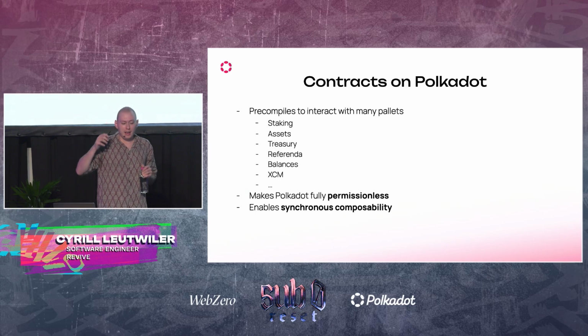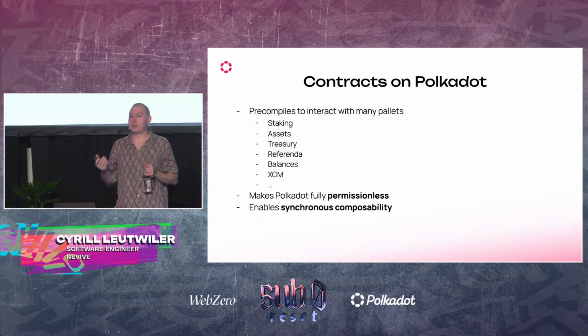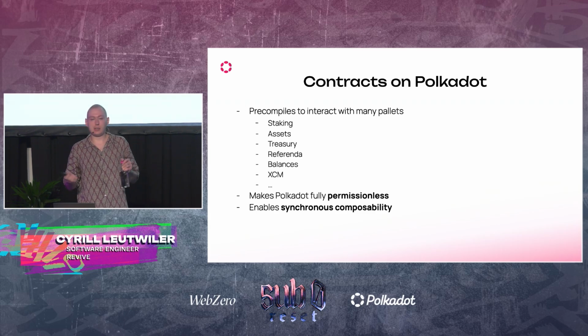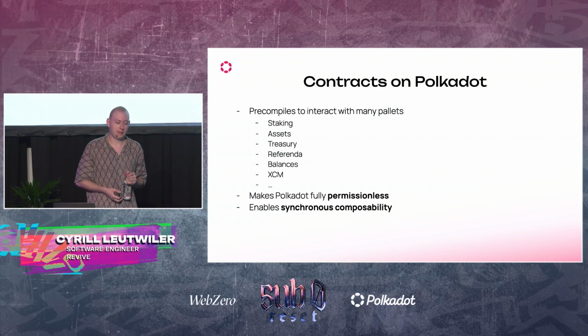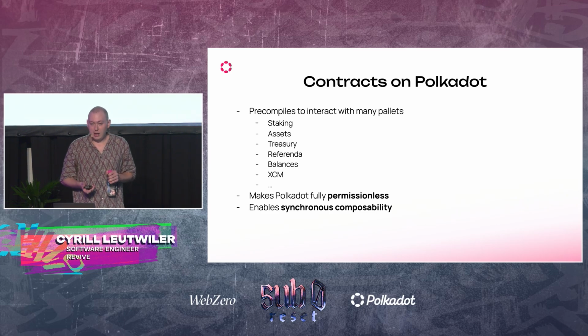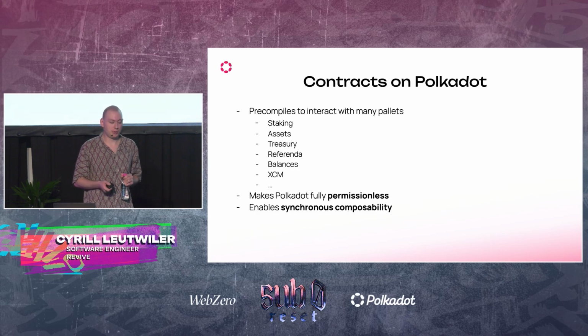And now, because everything is moved into AssetHub, it allows synchronous composability. So you don't need to send some XCM call to some other chain and wait for something to return or some state to change, which is very beneficial, because a lot of contract languages today, like Solidity, don't have any concept of that. They just assume synchronous execution inside one block, and it makes the life of developers a lot easier if you have this synchronous composability.